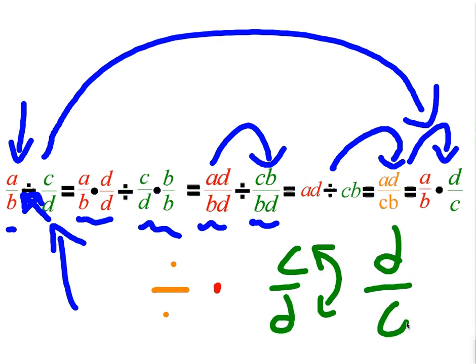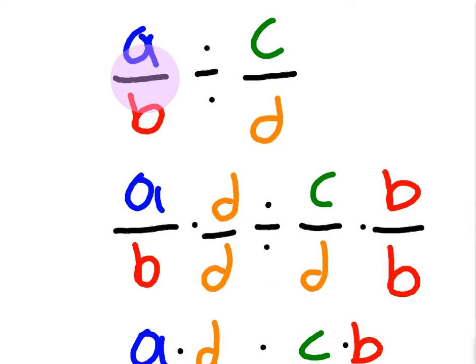And that's why sometimes you'll hear keep, change, flip. Notice that the original fraction stayed the same. We kept it. The division sign changed to multiplication. And let's use a different color there. Change to multiplication. And we flipped. Let's use this color. We flipped the fraction. Keep, change, flip. That's a proof as to why that works.